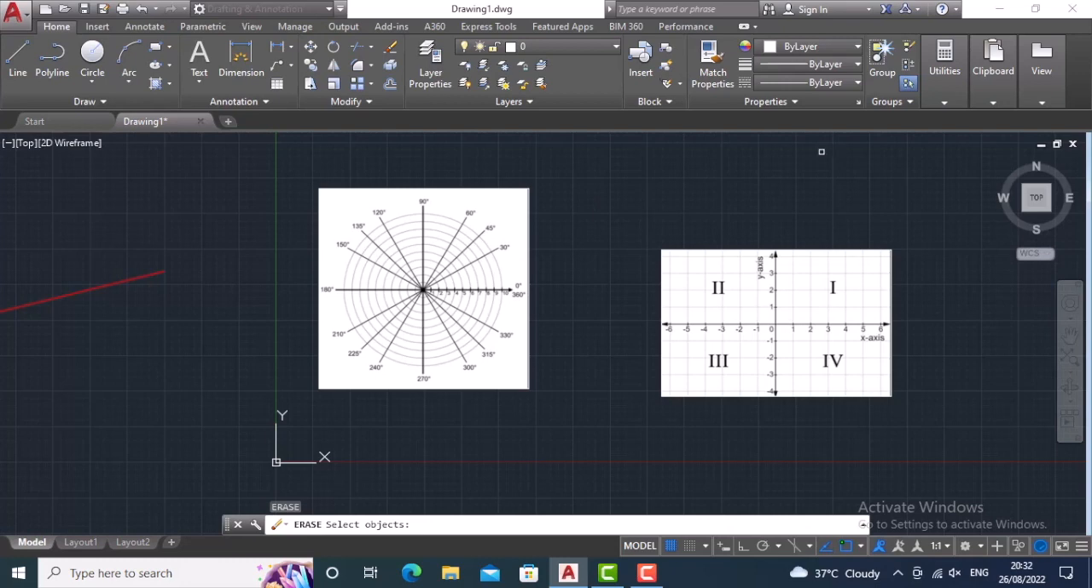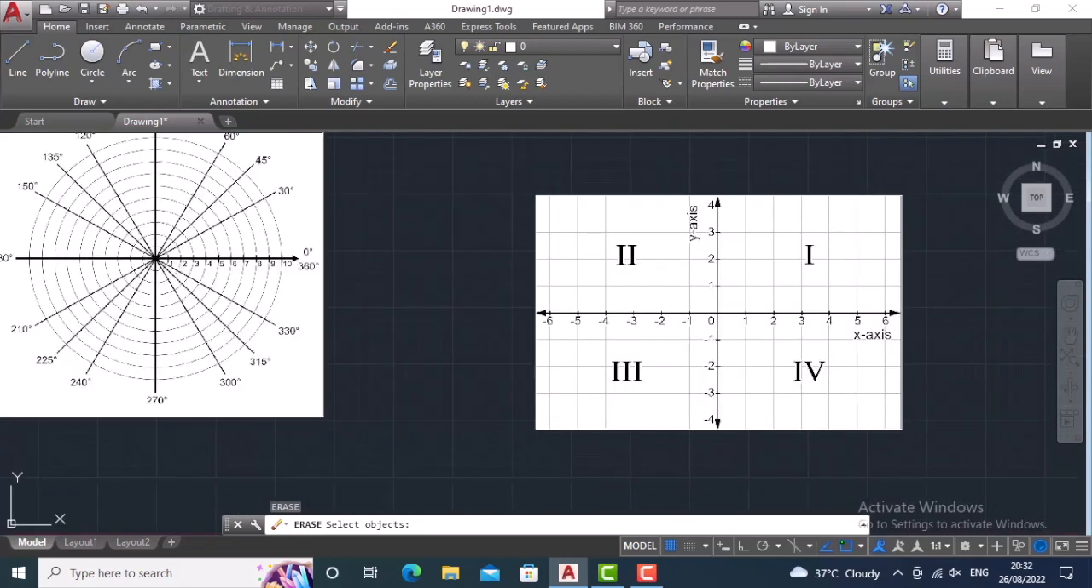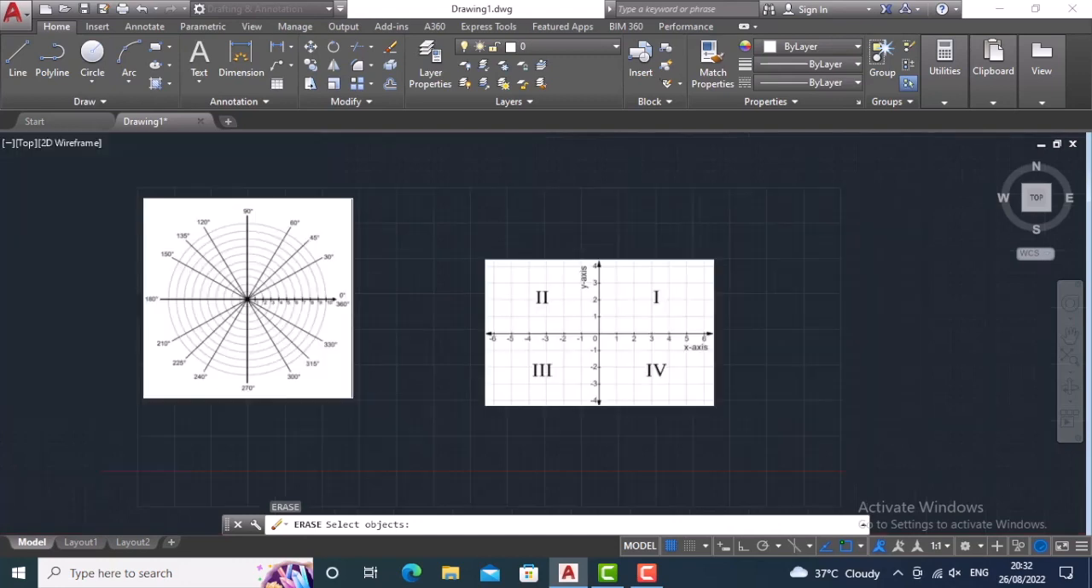As you know, it's divided into four quarters. The first quarter, the x-axis is positive, the y-axis is positive as well. The second quarter, the x-axis is negative and the y-axis is positive. The third quarter, the x-axis is negative and the y-axis is negative as well. And the fourth one, the x-axis is positive and the y-axis is negative.